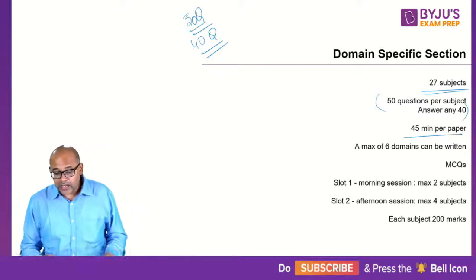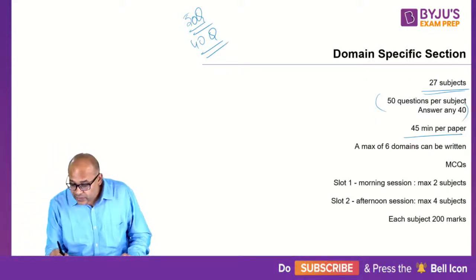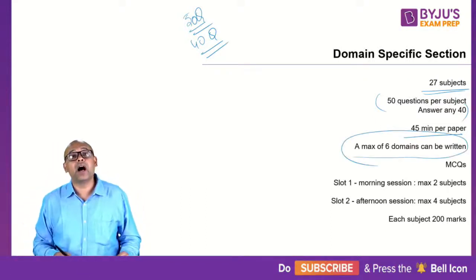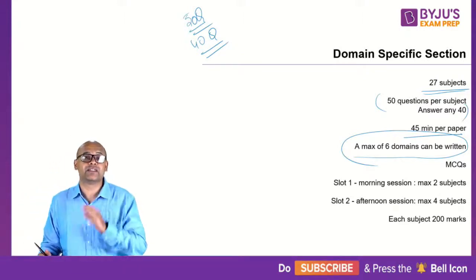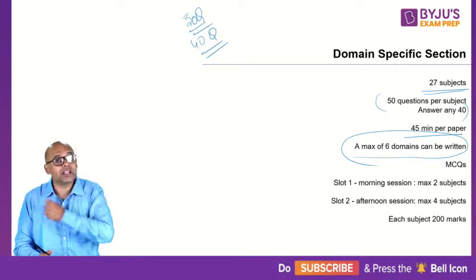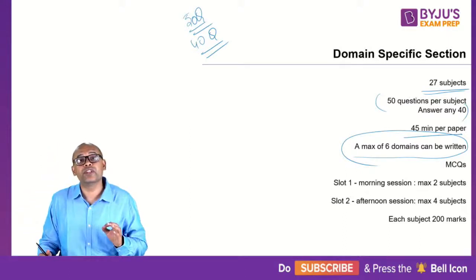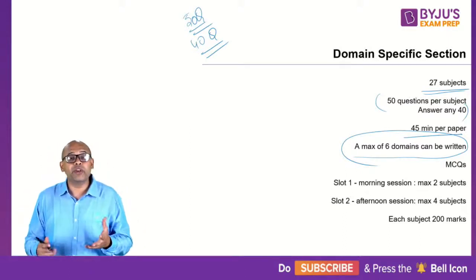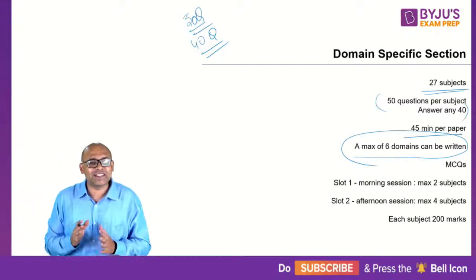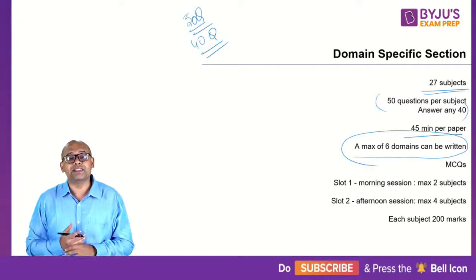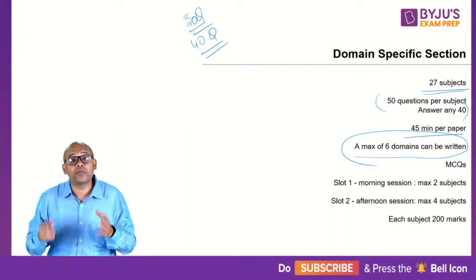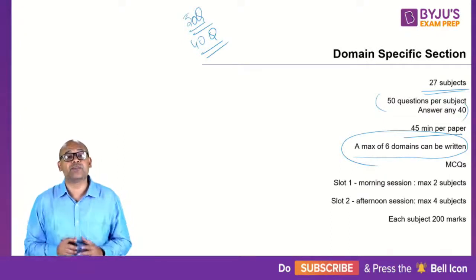The other thing that you need to look at is, out of these 27, how many can you write? You can write a maximum of 6. You will be allowed to write a maximum of 6 subjects out of these 27. I don't know, is there anybody who's writing 6 subjects? Anyone? I don't think there will be too many people writing 6 subjects, but yes, they have given the option of writing up to 6 subjects.